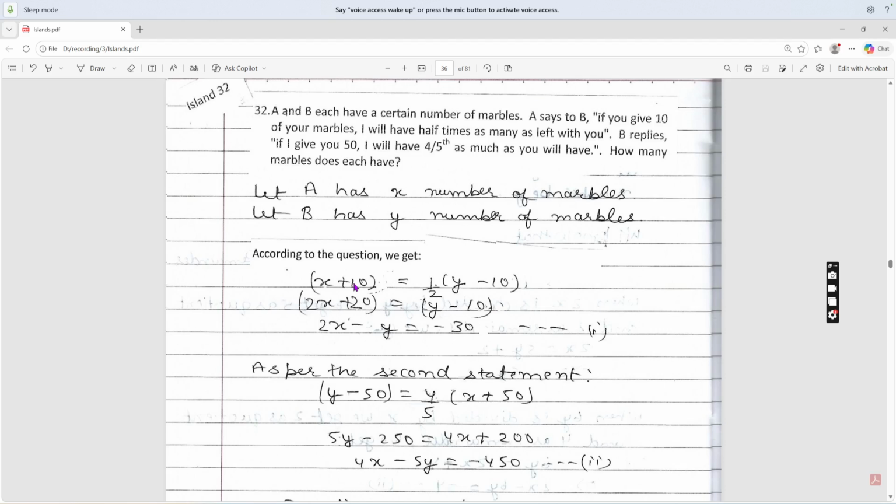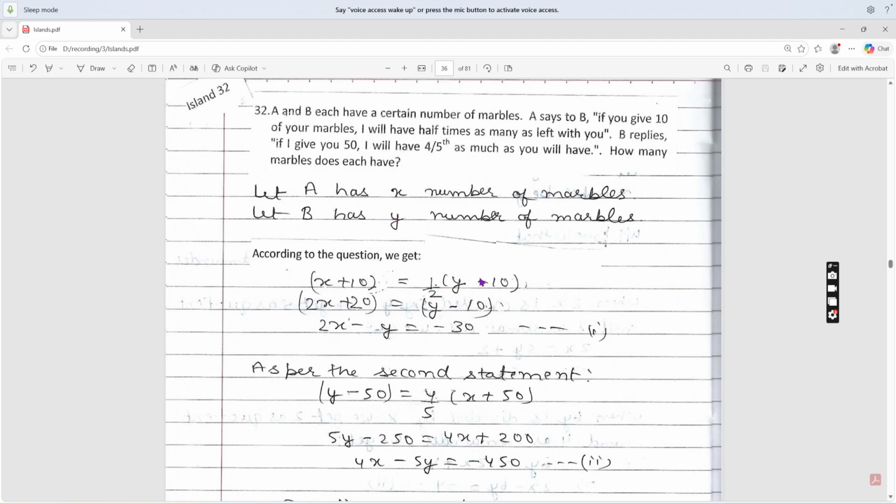So after the new arrangement, after he is getting 10 more marbles from B, his new number of marbles would be X plus 10. Similarly, the original number of marbles held by B is Y. As per the new arrangement, when he is going to give 10 of his marbles to A, then his new number of marbles would be Y minus 10.